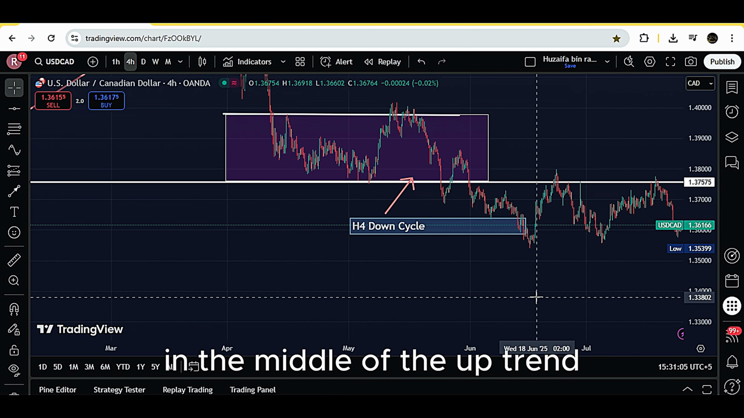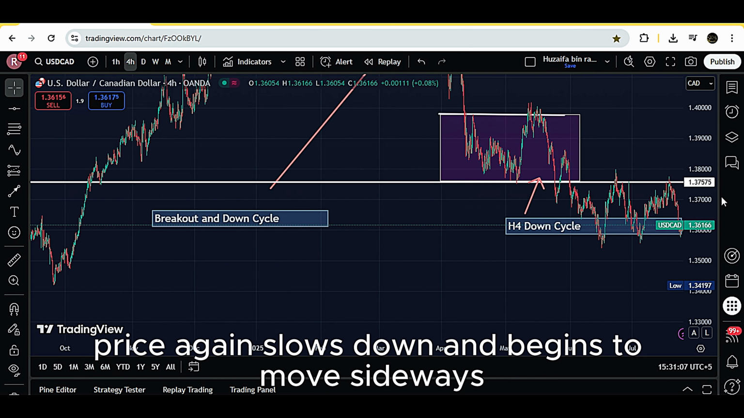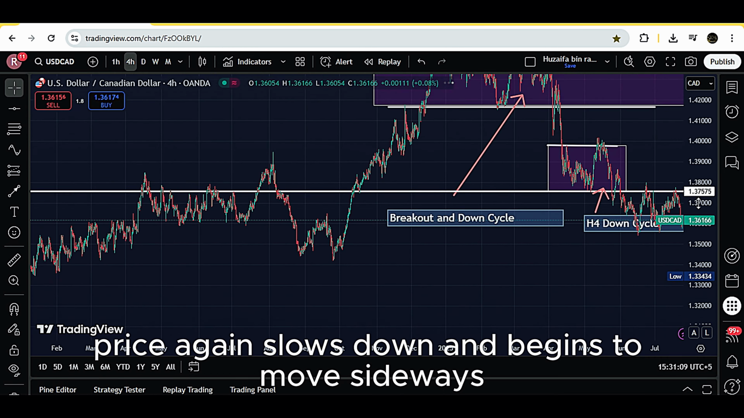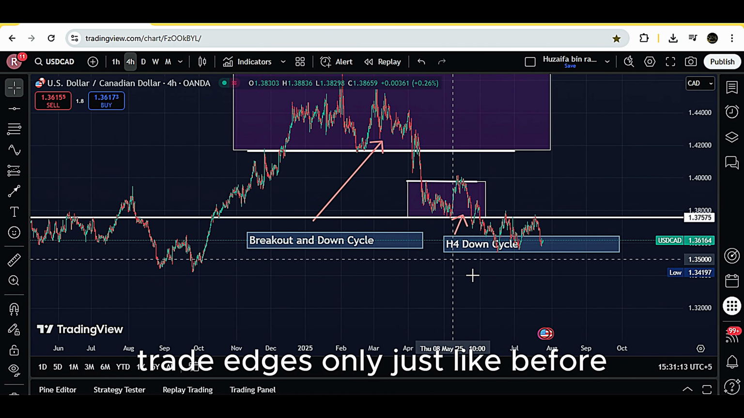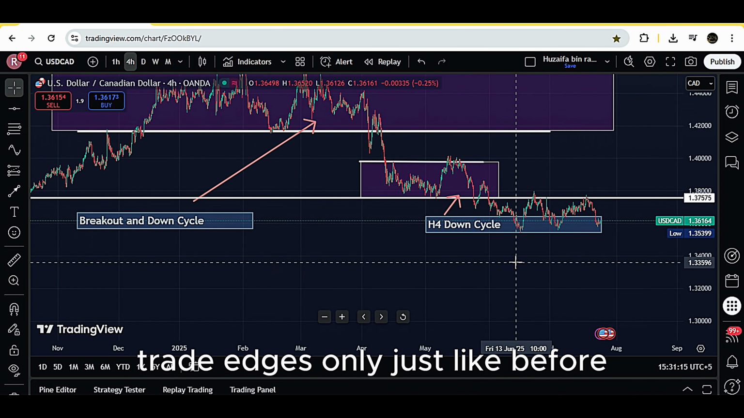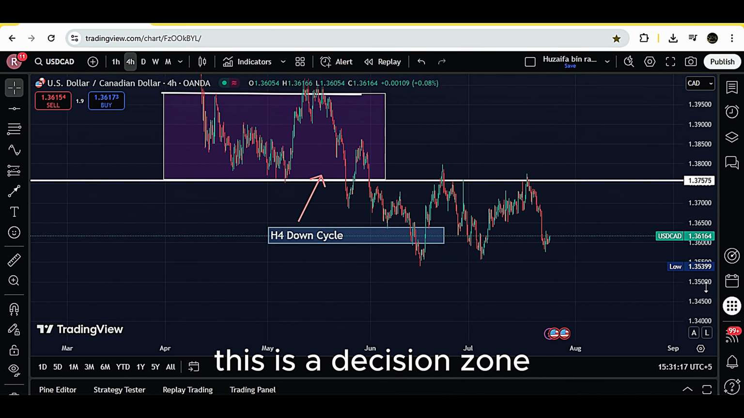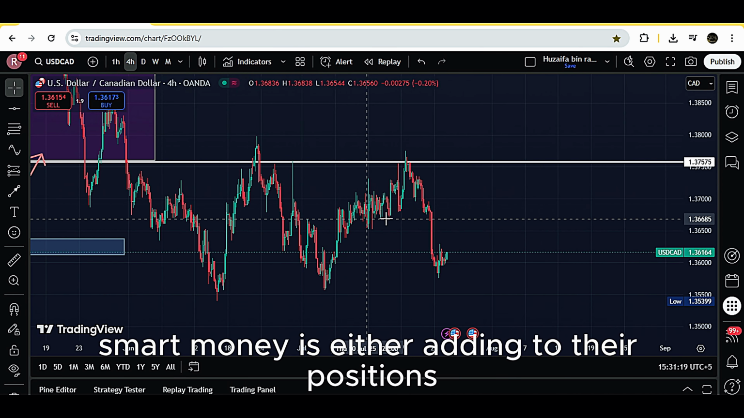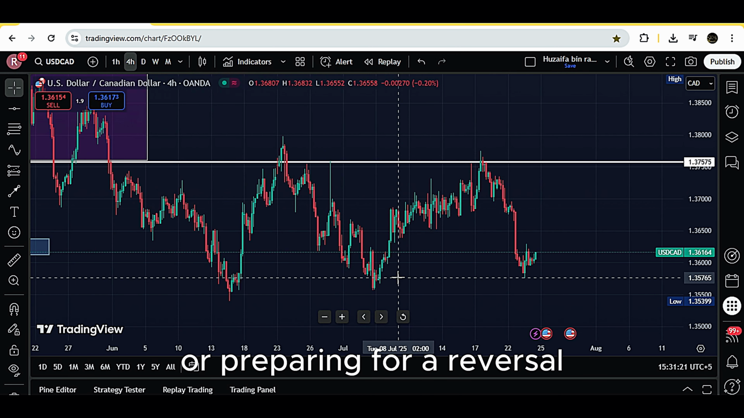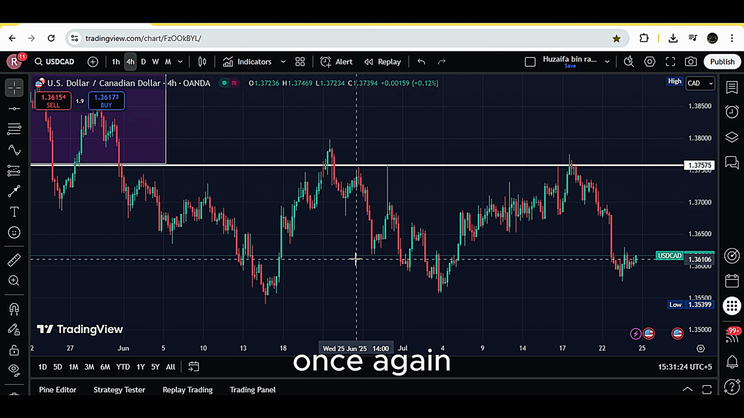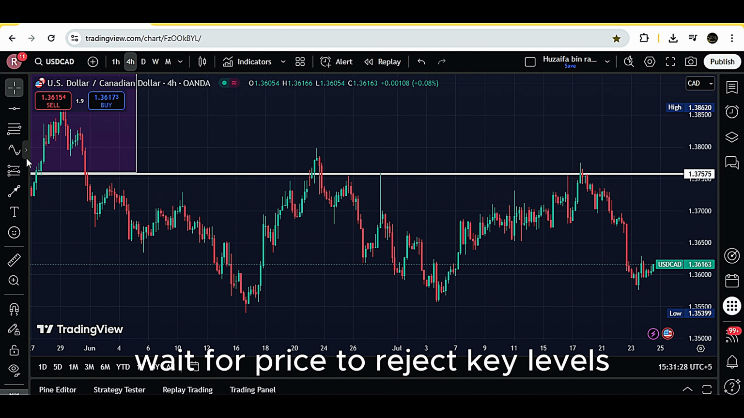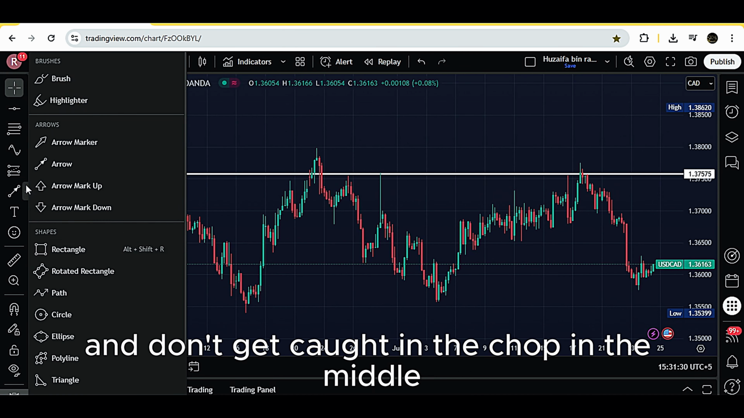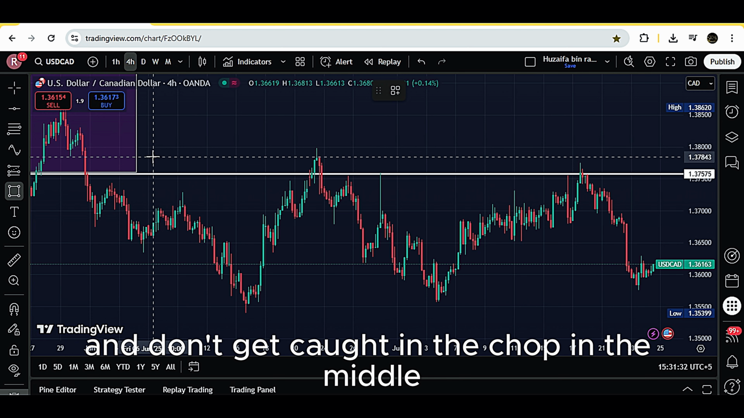In the middle of the uptrend, price again slows down and begins to move sideways. This time, we enter a range within upcycle, trade edges only. Just like before, this is a decision zone. Smart money is either adding to their positions or preparing for a reversal. Once again, trading the range edges is the only safe strategy. Wait for price to reject key levels and don't get caught in the chop in the middle.